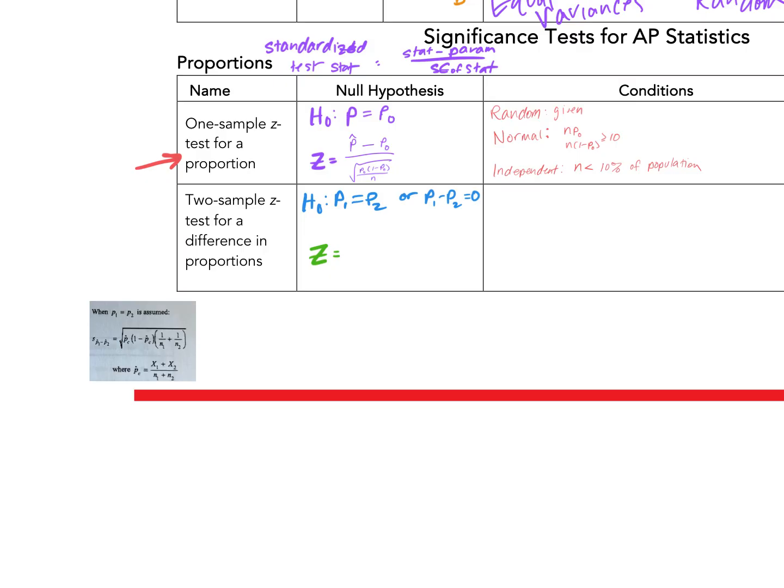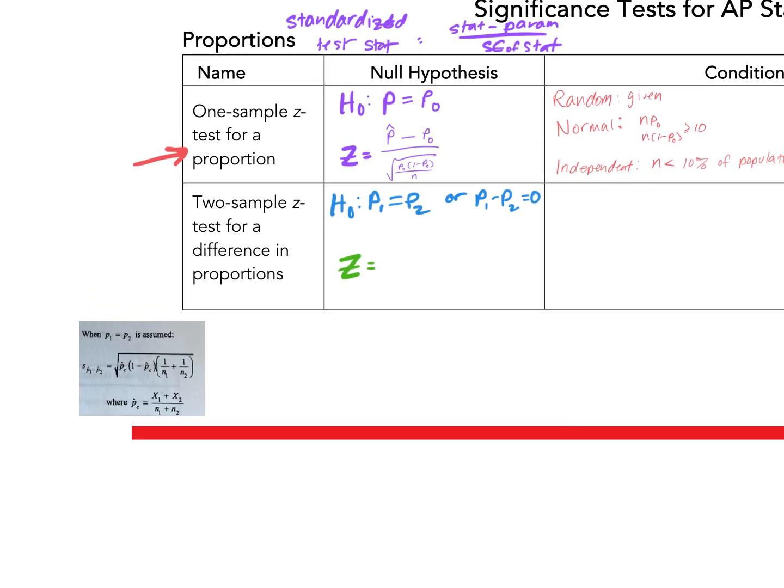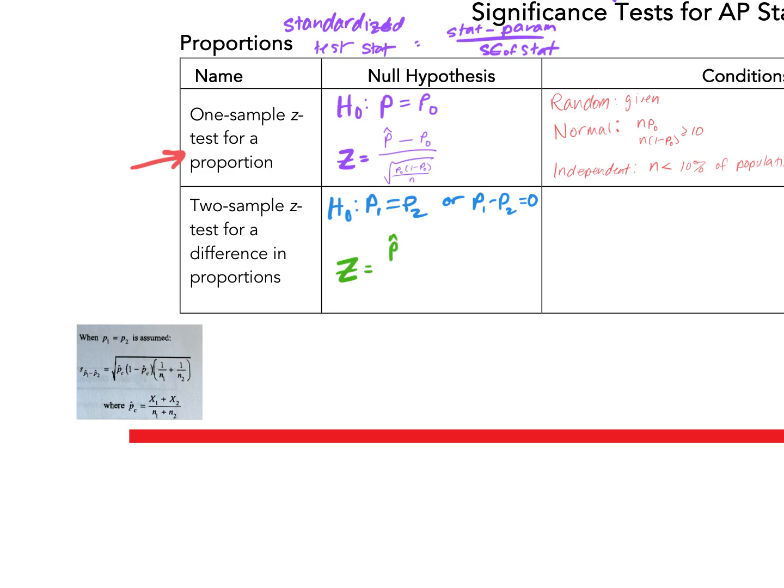Okay, so my statistic is P hat 1 minus P hat 2 minus my parameter. Well, what is my parameter? My hypothesized value for the difference between our two samples is 0. So what is that really, y'all? It's just P hat 1 minus P hat 2 over the square root of P hat C times 1 minus P hat C, and so on.